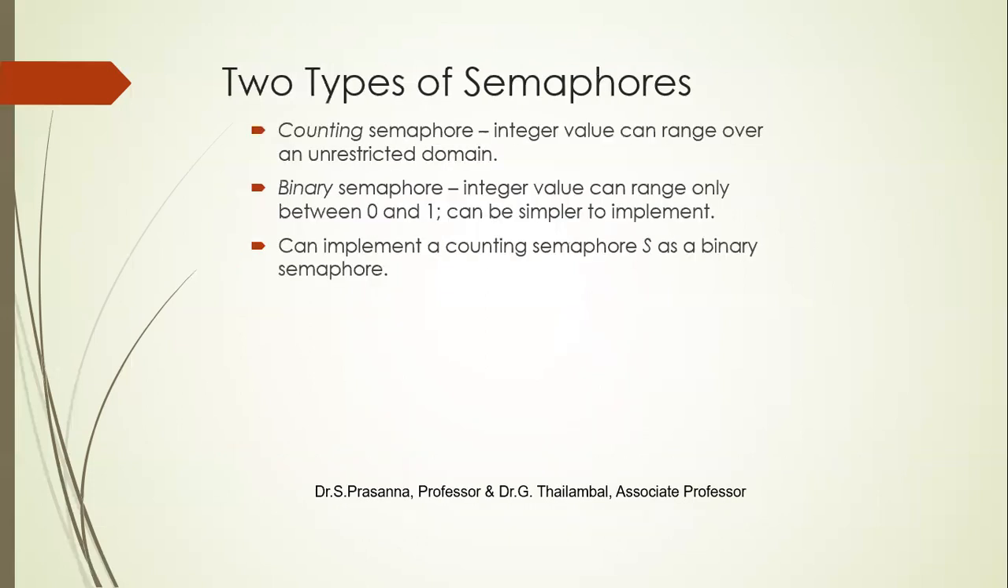And there are two types of semaphore. Counting semaphore: you have an integer value which can range over an unrestricted domain. And binary semaphore: the integer value can range only between 0 and 1, and it can be simpler to implement. So, can we implement a counting semaphore? Yes, as a binary semaphore.